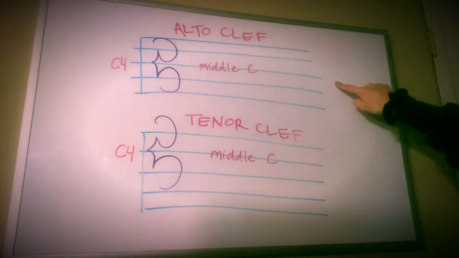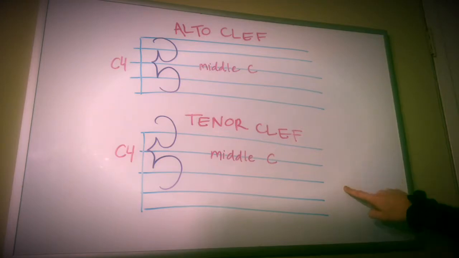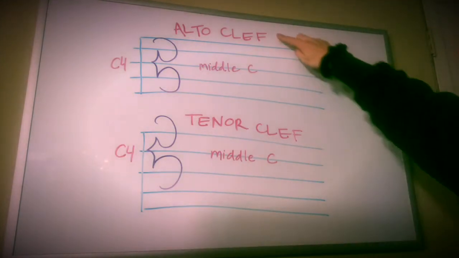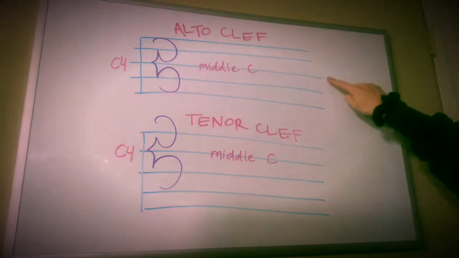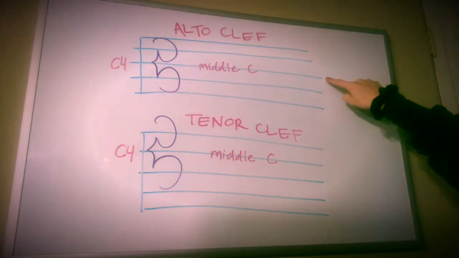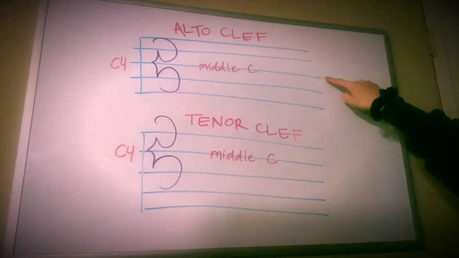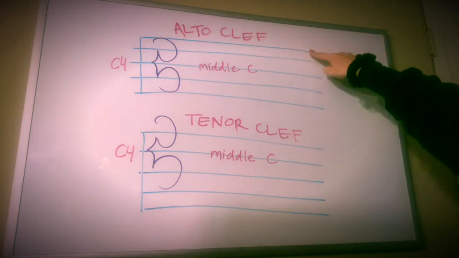The alto clef and the tenor clef look almost exactly the same. The difference is that they highlight a different line of the musical staff. So in the alto clef, we see that this point comes to line number 3. What that tells us is that middle C is line number 3 on the alto clef. So C, D, E, F, G. The top line of the alto clef is treble G.